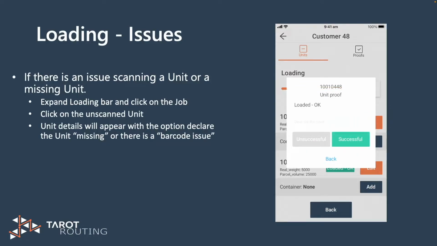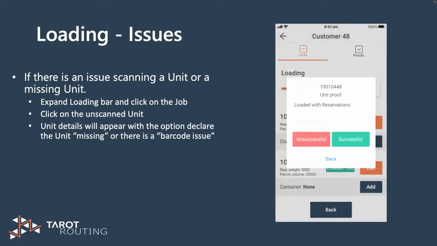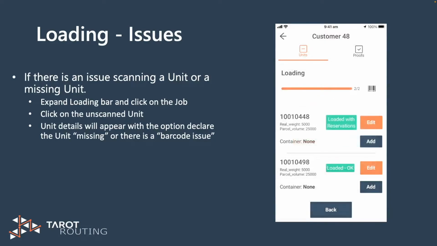Click Edit and then Create New Proof. Choose the loading proof reason, example, loaded with reservations, and add any additional proof information, photo, signature or comments as necessary. Then submit the proof. An additional unit proof will be created and stored in the Taro system to reflect this information you have provided.